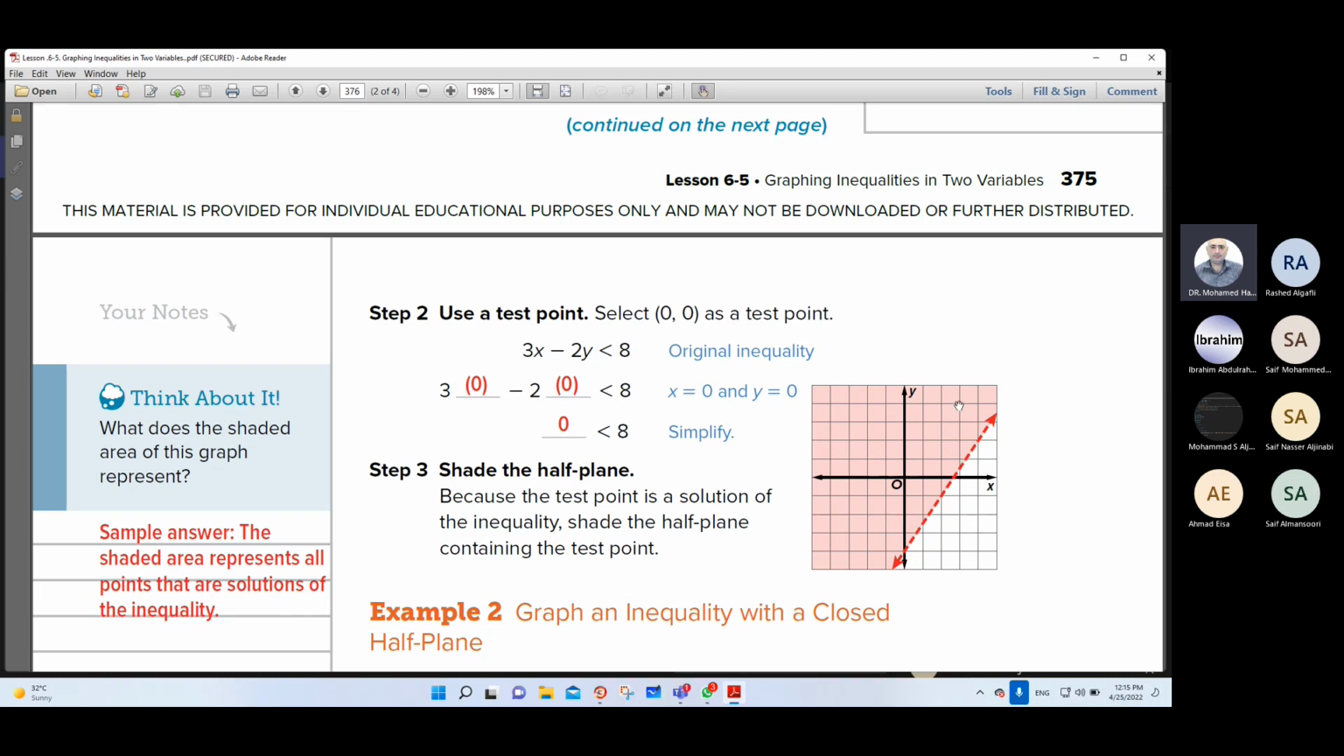Shade the half plane because the test point is a solution of the inequality. Shade the half plane containing the test point.